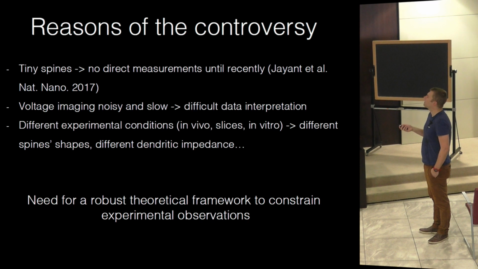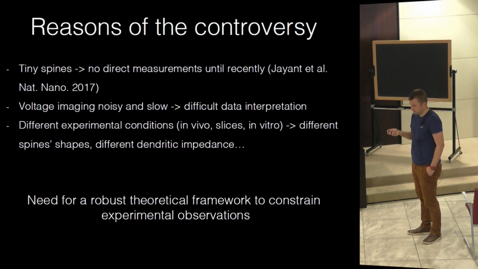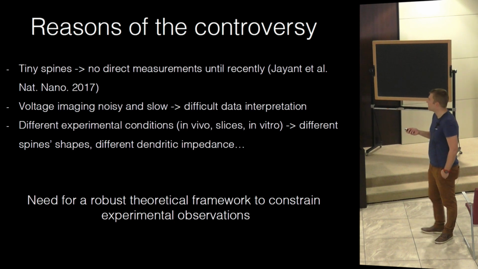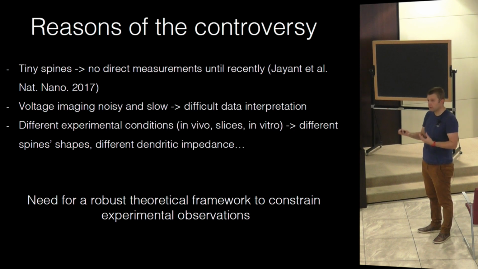So typically, if I don't make a mistake, I think that dendritic spines in vitro are smaller than dendritic spines in vivo. But I'm not even sure. But there is a difference of shapes between the different experimental conditions. And so our goal was to develop a robust theoretical framework to interpret all of this data.